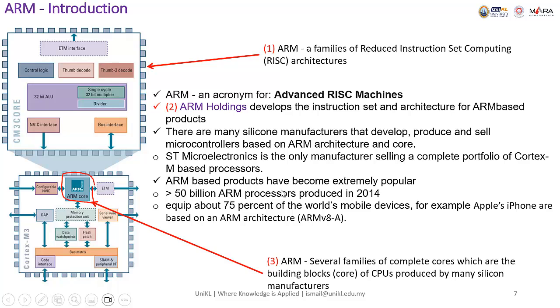ARM-based products have become extremely popular, and it is reported that in 2014 more than 50 billion ARM processors were produced, equipping about 75% of the world's mobile devices. For example, Apple's iPhones are based on the ARM architecture. ARM version 8, that's it.